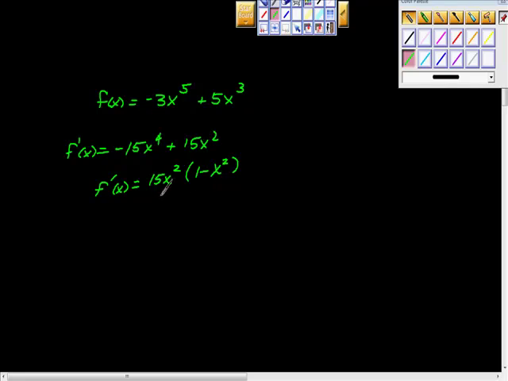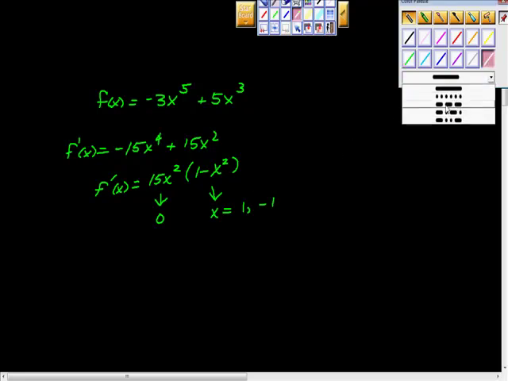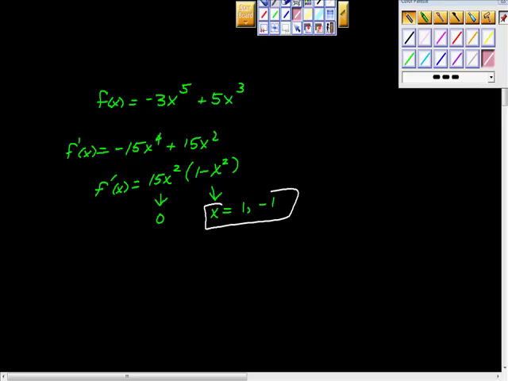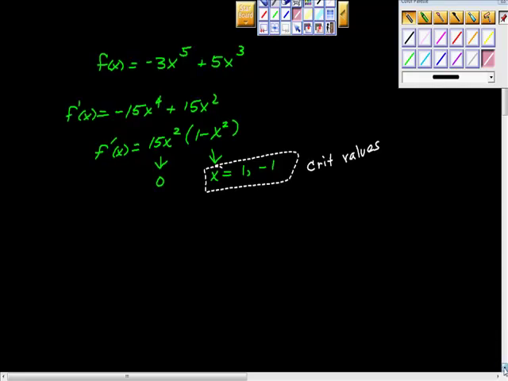So if you look at this and solve each one of these for 0, this one equals 0 when x is 0, and this one equals 0 when x is equal to 1 or negative 1, right? So we have those three critical values, don't we? So these are our critical values right here. Those are those c values that we were talking about before. So then we're just going to set up this table a little bit and take a look at it.